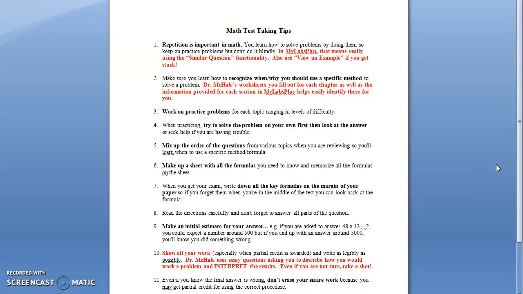This is week 5 of the semester. Last week you had an exam. I hope everyone did well. I thought I would go ahead and take time this week to talk about math test taking tips.